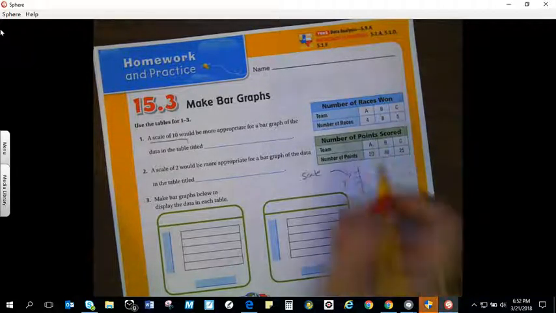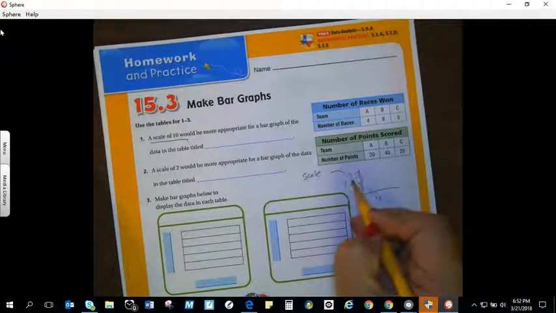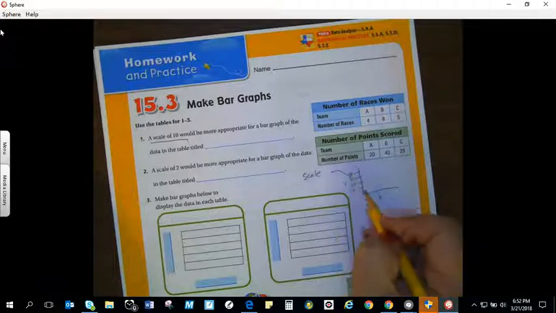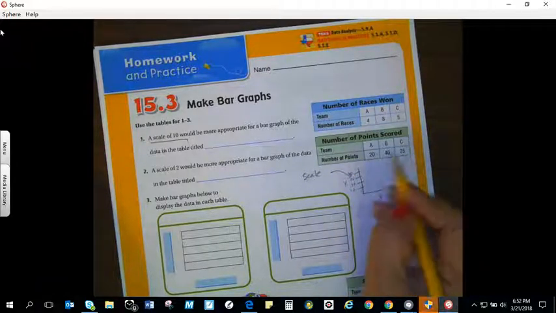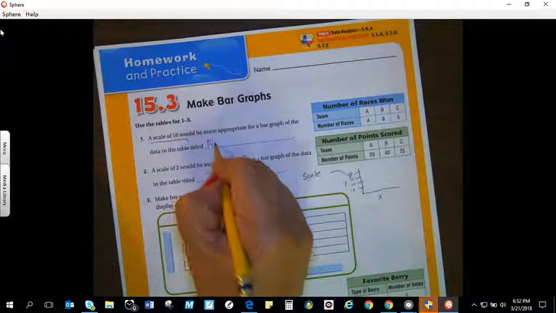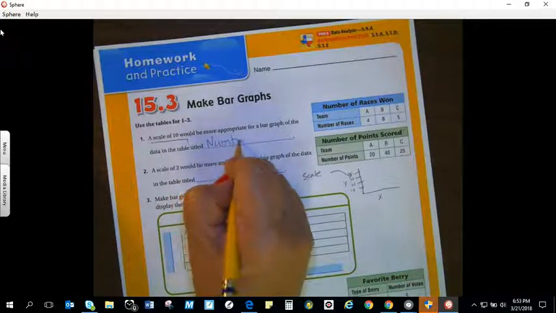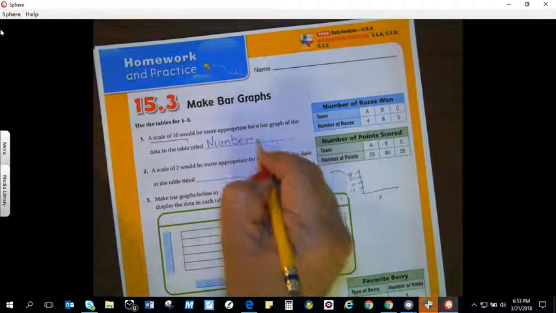Yeah, absolutely. Because here you can go 10, 20, 30, 40, and that'd be easier, because your first one would be here, then your 40, and then your 25. So you're absolutely right. So the one that would be best to have a scale or to skip count would be the number of points scored.